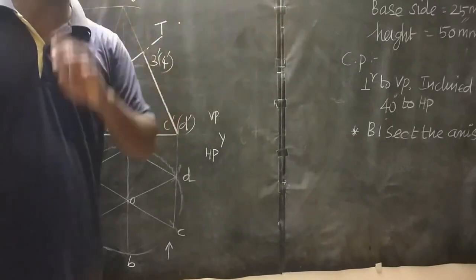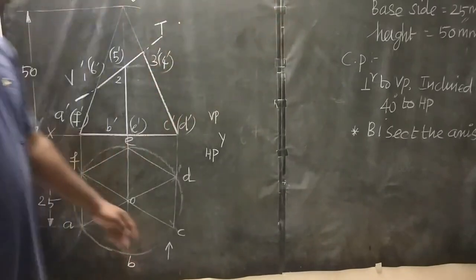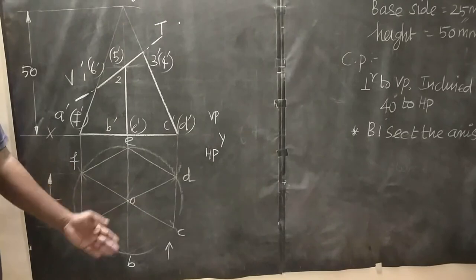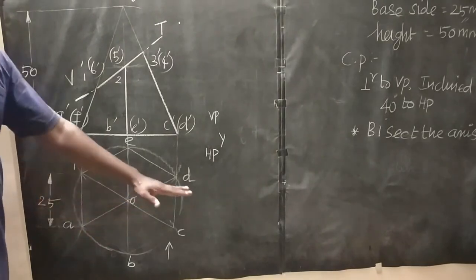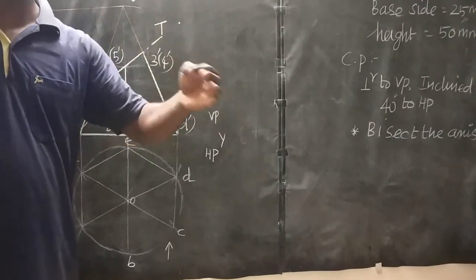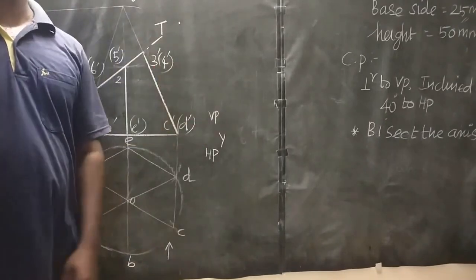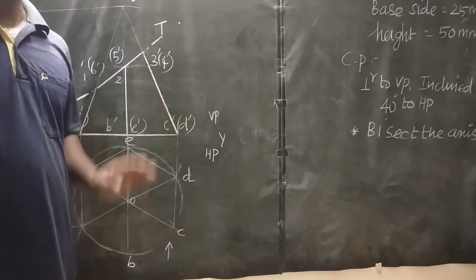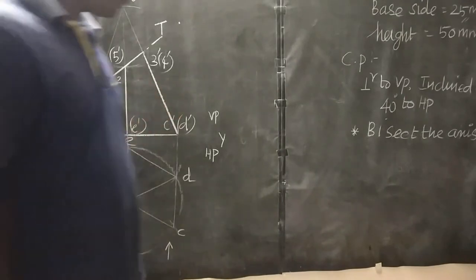For that we have to follow one procedure. That is, you rotate any one slant edge to make it parallel to XY, and project that, and you will get true slant edge length. That is another way of solving this problem. Okay?